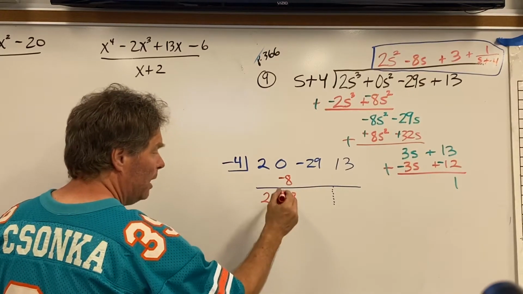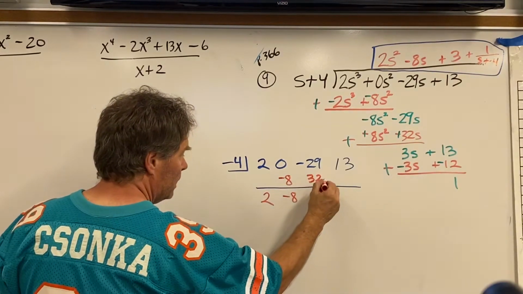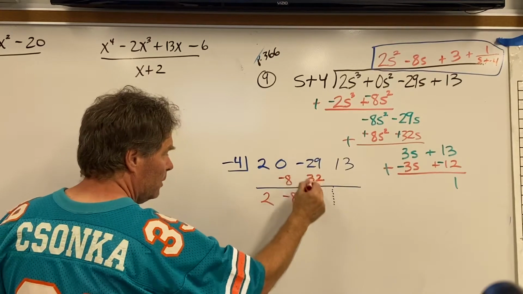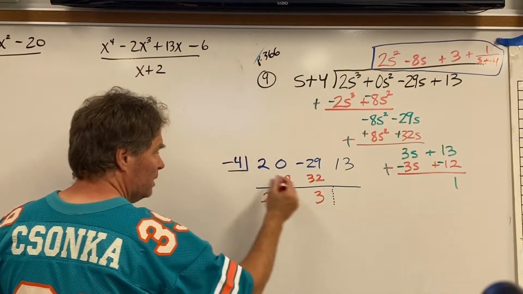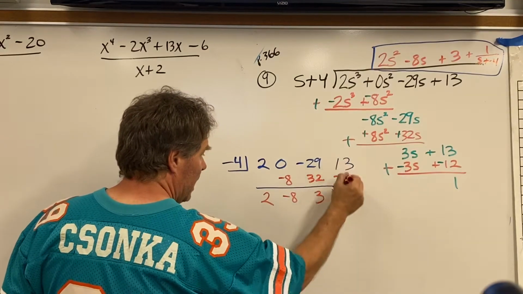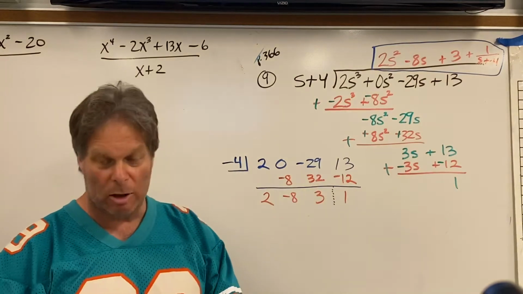Now multiply. -8 times -4 is regular 32, right? And then add those together. You get 3, and 3 times -4 is -12. We're multiplying. Add those together, 1. You're done. You just did the equivalent of long division.